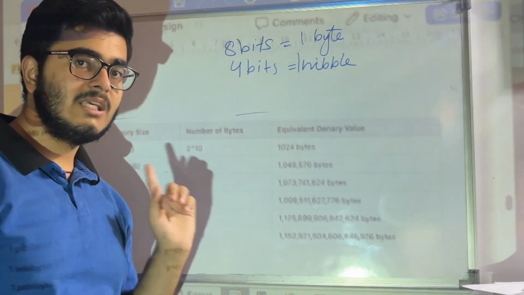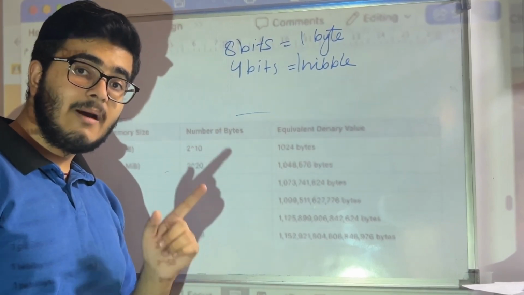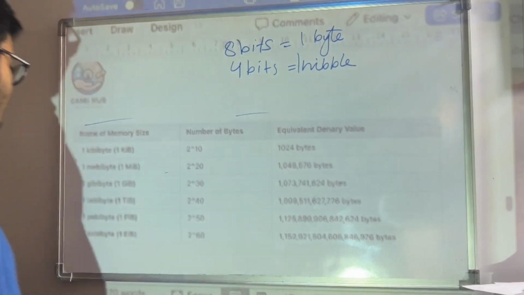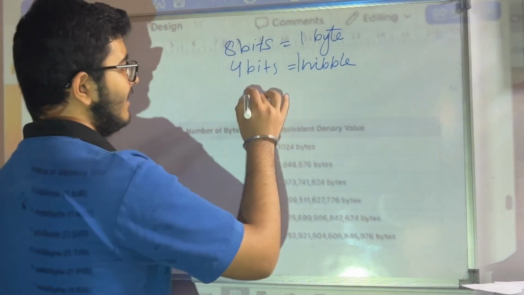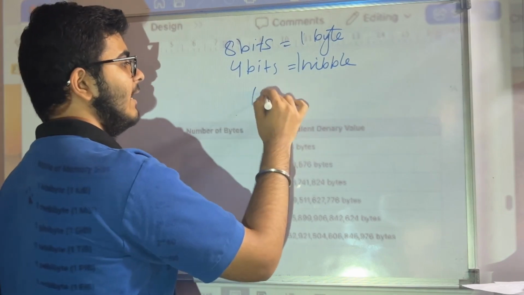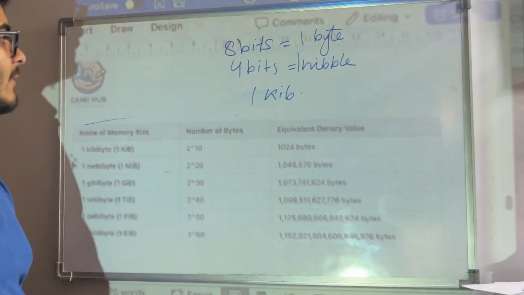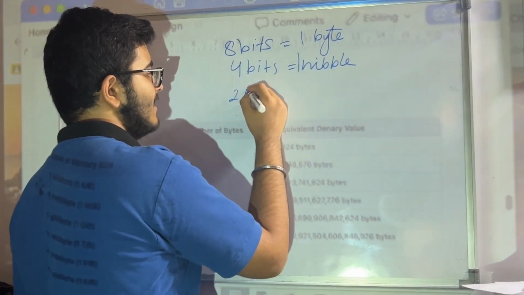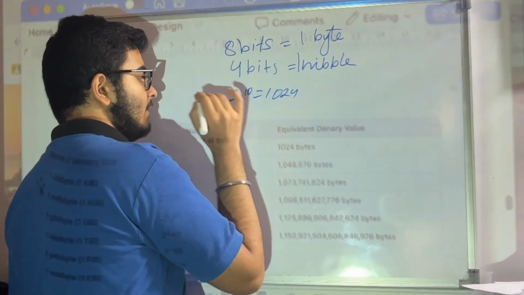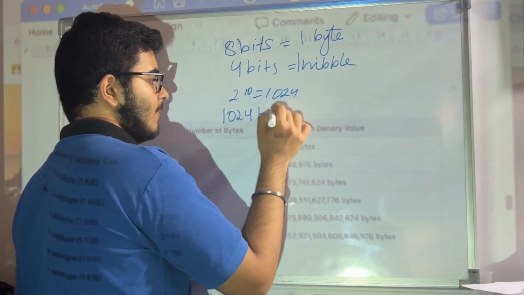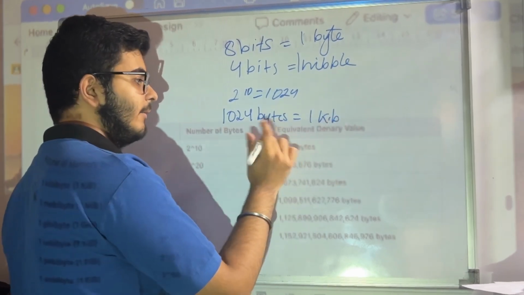Not kilobyte, kibibyte, not megabyte, mebibyte. Kibibyte, mebibyte, gibibyte, tebibyte, pebibyte. This is the new number system we store in, right? So 1 kilobyte is 1 kB, 1 kibibyte will be 1 KiB. 1 KiB is 2 raised to the power 10 bytes. 2 raised to the power 10 is 1024, by the way. This is maths. 1024 bytes is 1 KiB.